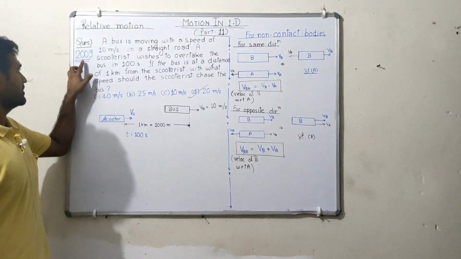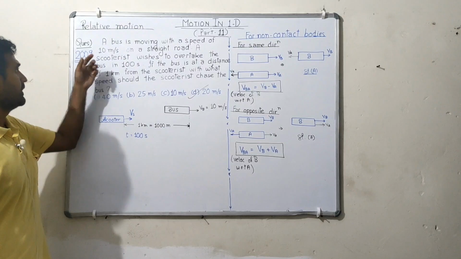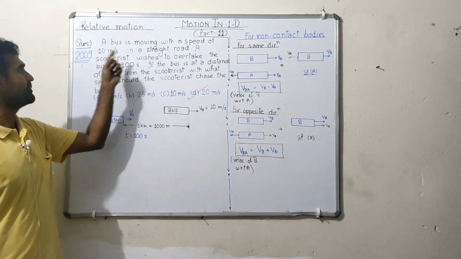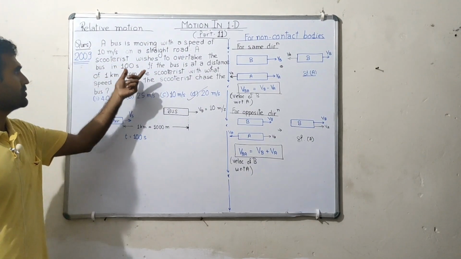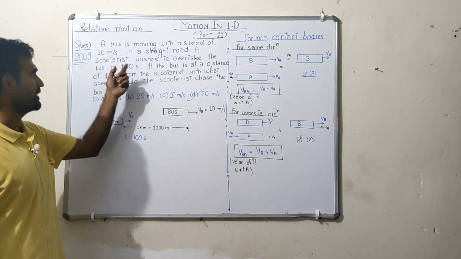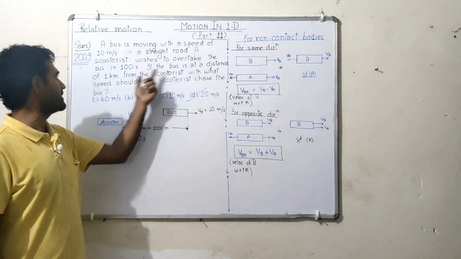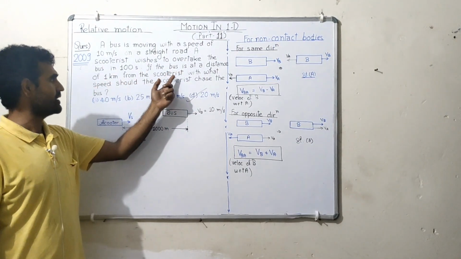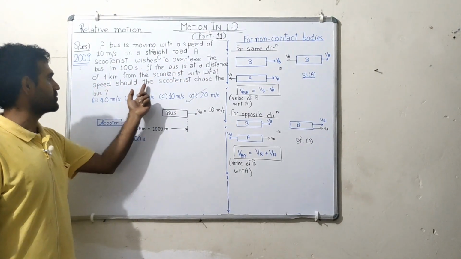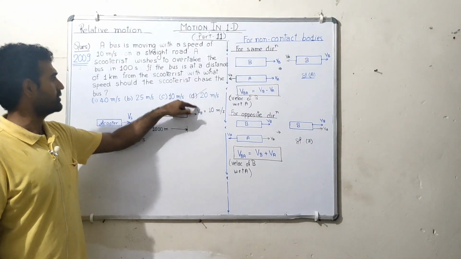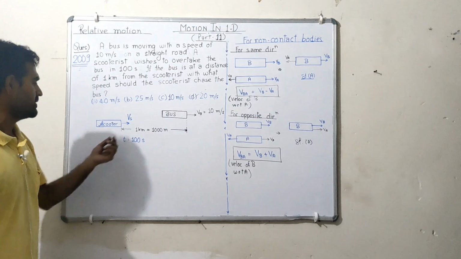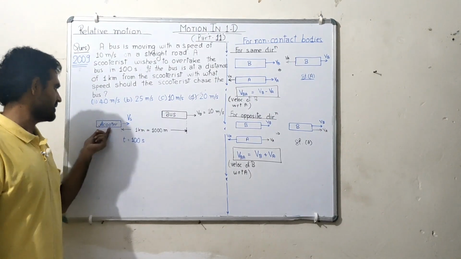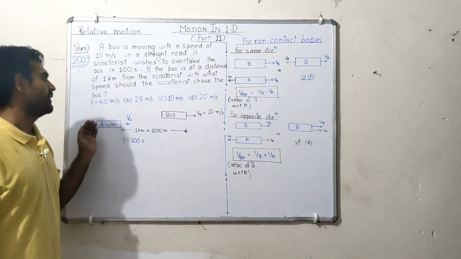This question has come in NEET 2009. The question is: a bus is moving with a speed of 10 meters per second on a straight road. A scooterist wishes to overtake the bus in 100 seconds. If the bus is at a distance of 1 kilometer from the scooterist, with what speed should the scooterist chase the bus? Now see, this is a bus, this is a scooter, right?